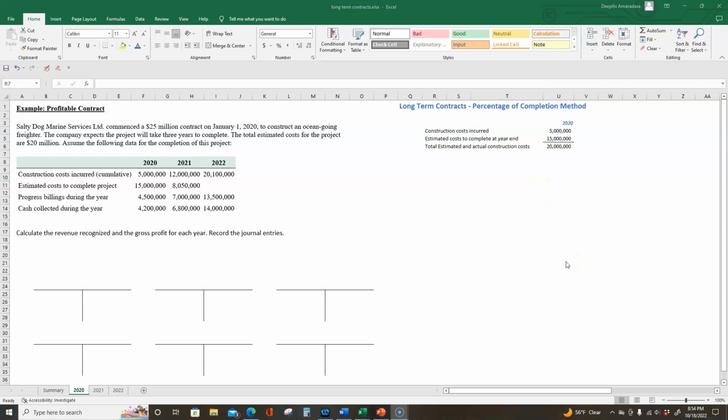At this point, I can calculate the percentage of completion. Here's the formula to calculate percentage of completion. Percentage of completion is equal to cumulative actual construction cost to date divided by total estimated and actual construction costs. So how much are the cumulative actual construction costs to date? It says the construction costs incurred to date is 5 million. So in your numerator, you're going to have 5 million. So let me do the percentage here.